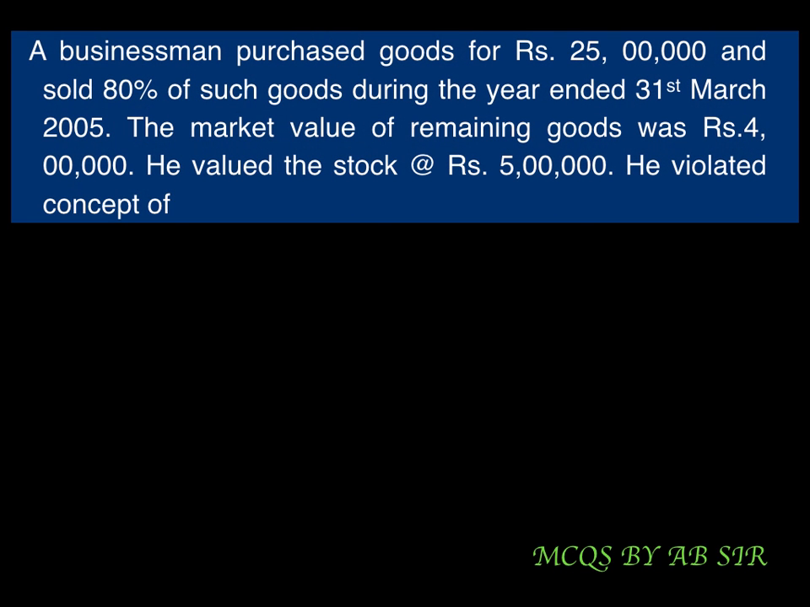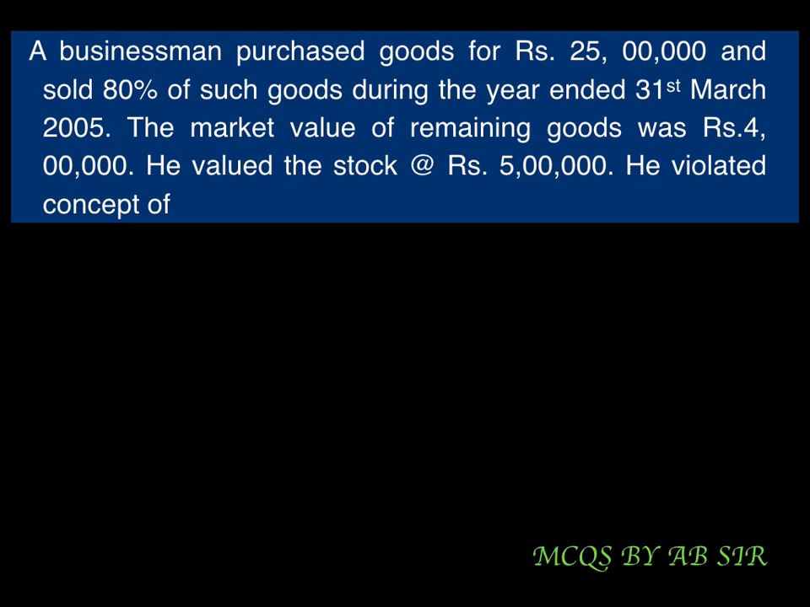A businessman purchased goods for rupees 25 lakhs and sold 80% of such goods during the year ended 31st March 2005. The market value of remaining goods was rupees 4 lakhs. He valued the stock at rupees 5 lakhs. Understand the facts. What happened? He purchased goods worth rupees 25 lakhs and sold 80% of such goods.